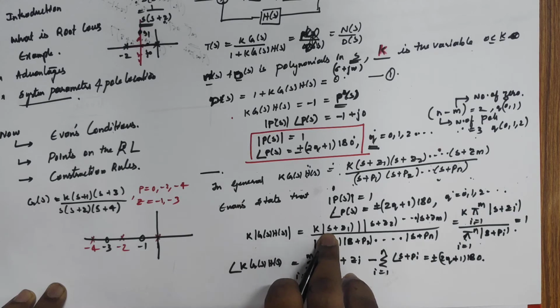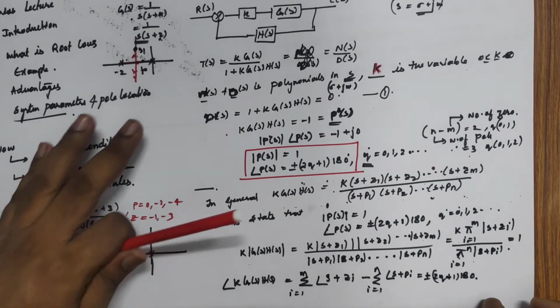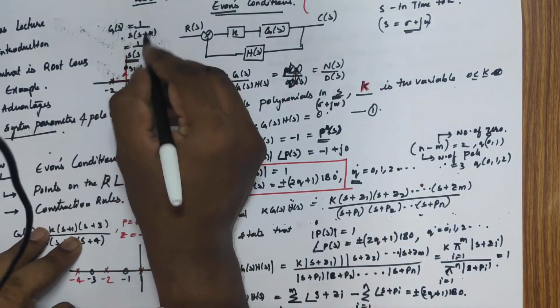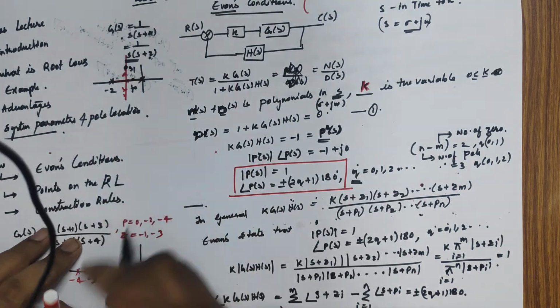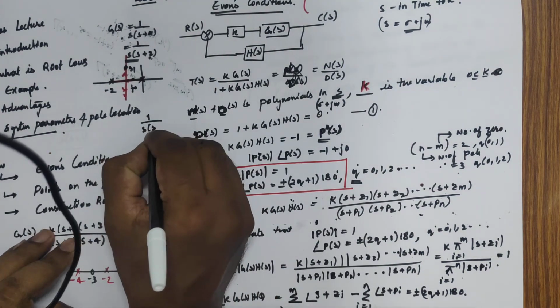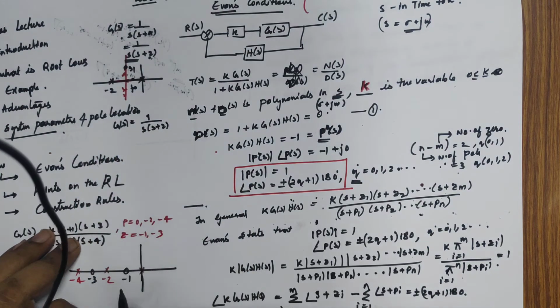So you will place s1 in this form. Let us say, for example, to understand more carefully, this is the function I am having: 1 by s into (s plus 2). Okay, this is my open loop transfer function.